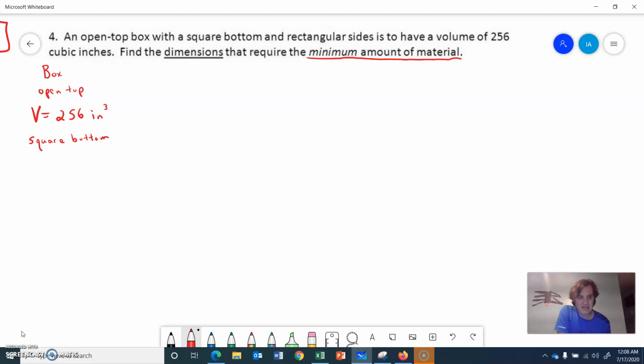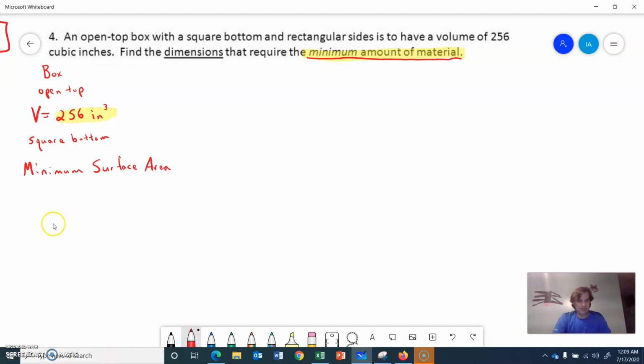So we know that if we had this box and we filled it up with water, it would hold 256 cubic inches of water. I guess that's a lot, not sure. But what we're talking about here is we're given a volume and we're asked to use the minimum amount of material to make the box. Well, when we make the box and we put sides on it and the bottom, what we're trying to do is minimize surface area, because the surface area is the amount of material it would take to build this box.